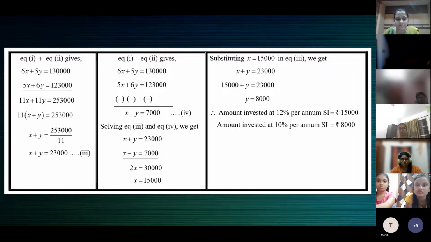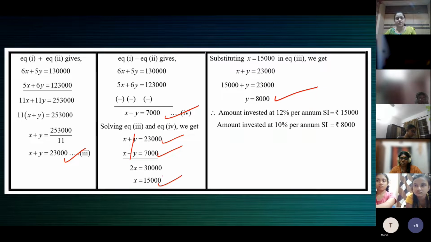So now, don't ask me, there is nothing common here. Okay, x minus y is equal to 7,000. So this is equation 3, this is equation 4. Solve these two equations, equation 3 and equation 4. So plus y minus y gets cancelled. So on solving, you first find the value of x. Substituting, you can find the value of y.